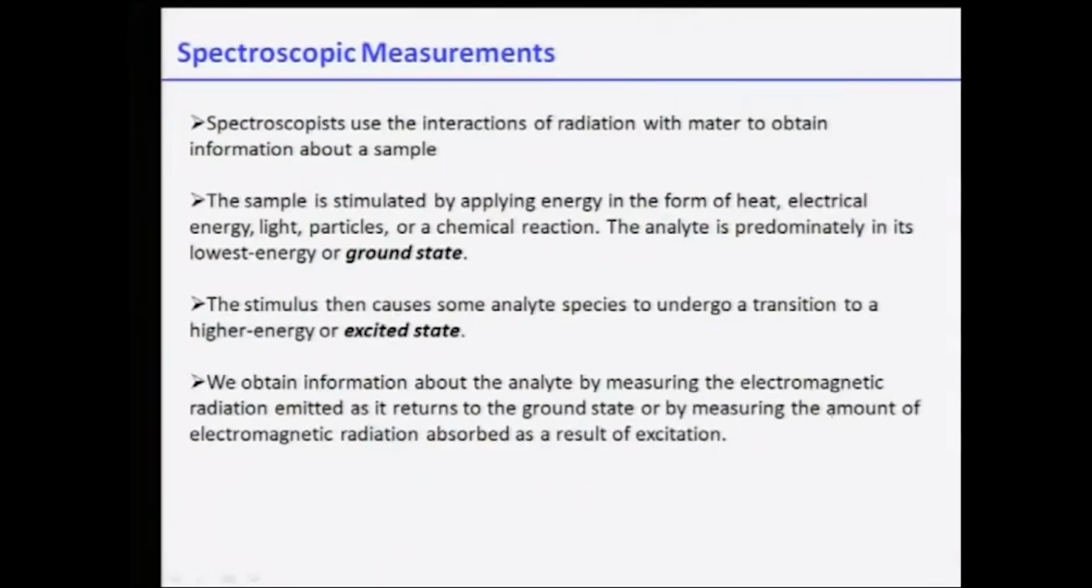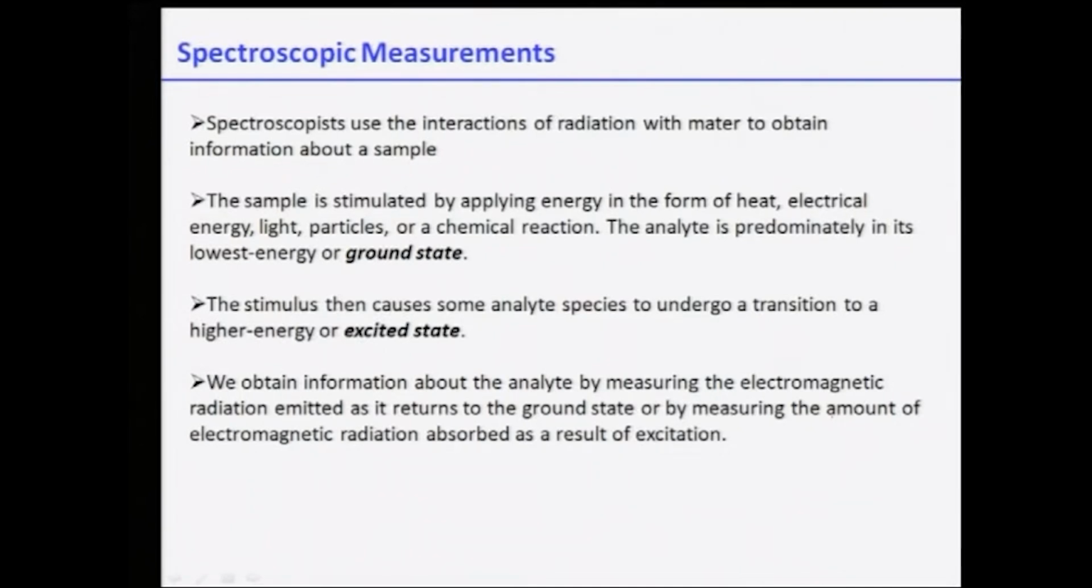So upon knowing these aspects, let us now look at what a spectroscopic technique actually does. As I told you at the beginning and for the last few slides, we use certain electromagnetic radiation and allow it to fall on the material, and then see the changes that happen in the material when the radiation comes out. So spectroscopy actually uses these interactions. In this case, the sample is stimulated by applying energy in the form of either heat, or electrical energy, or even light, or even a chemical reaction.